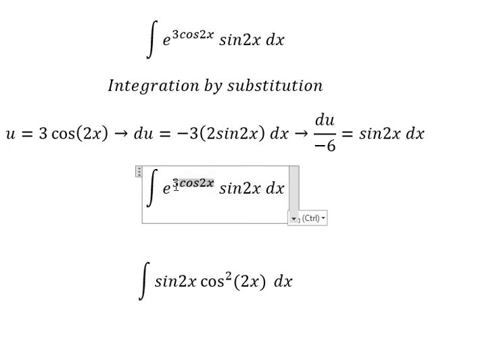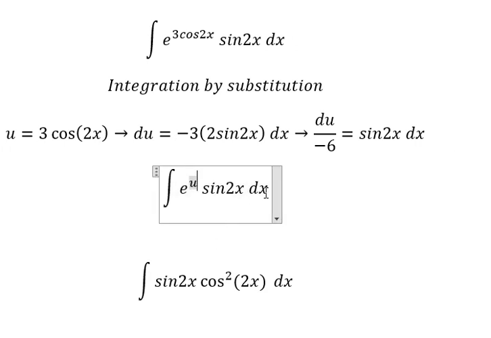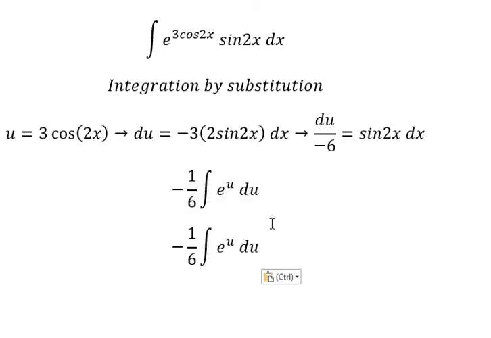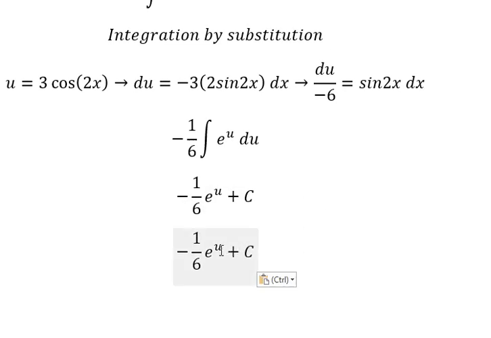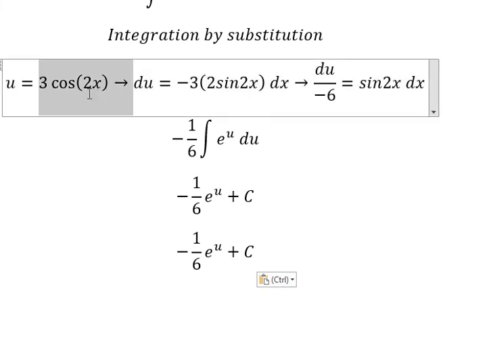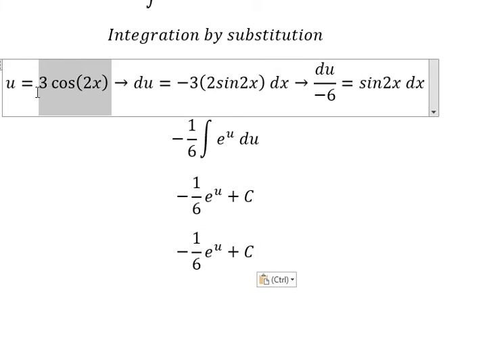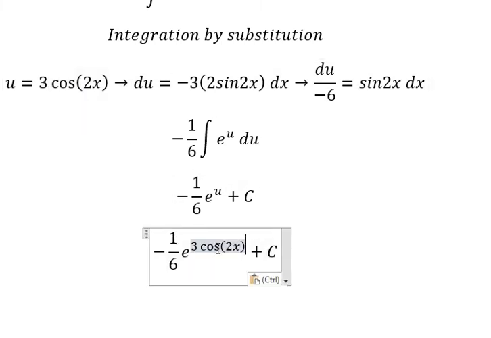So this one we change by u. This one we change by u over negative 6. The integration of this one, you got e to the power of u, and we put c. About u, that is this one. And this is the final answer.